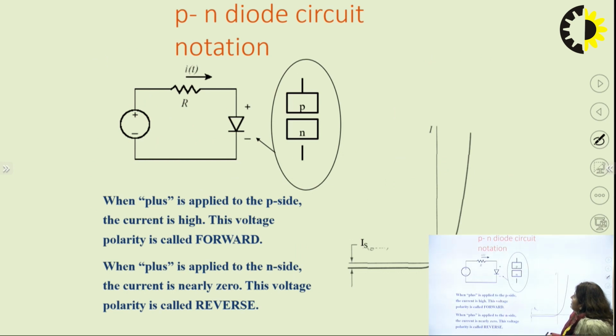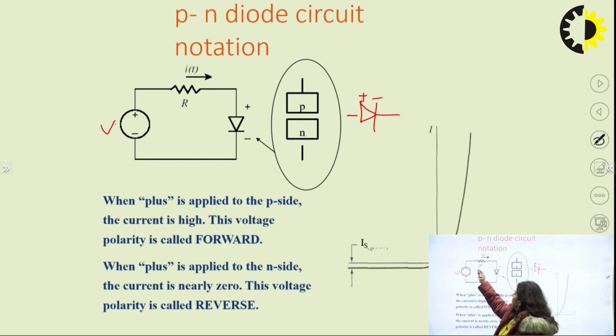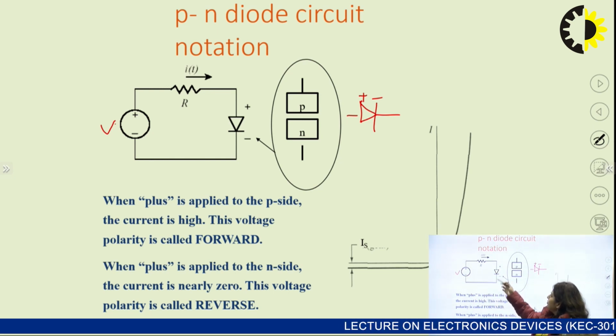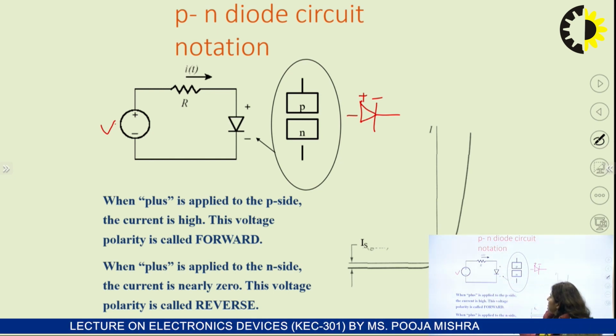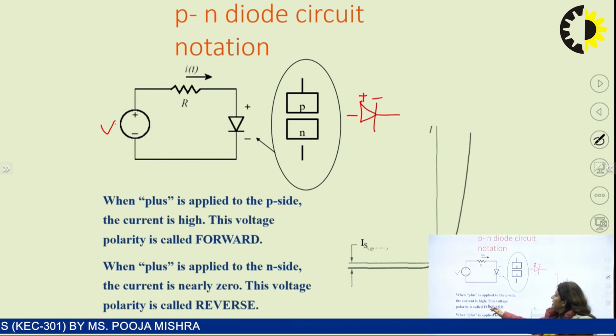Next, we have the PN junction diode circuit notation. We have already discussed it. We have a voltage source here and a resistance, which is basically to have a closed loop. There is a diode having a positive terminal and a negative terminal. So we are applying positive voltage to the diode, and there will obviously be flow of current across the diode. When plus is applied to the P side, the current is high.